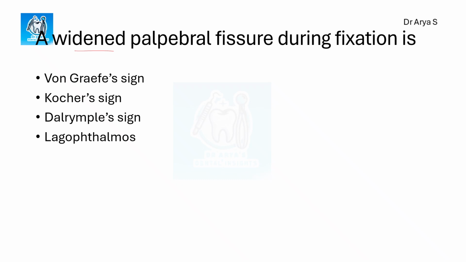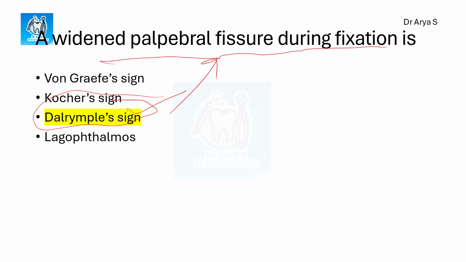A wide and palpable fissure during fixation is von Graefe sign, Cocker sign, Dalrymple sign or lag of thymus? Here the answer is Dalrymple sign. So the wide and palpable fissure during fixation is Dalrymple sign.